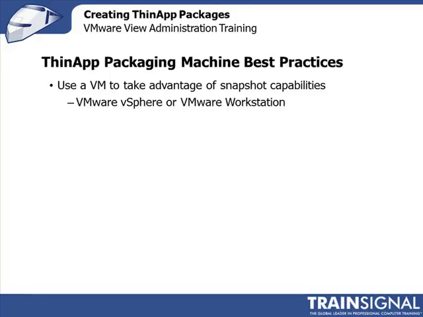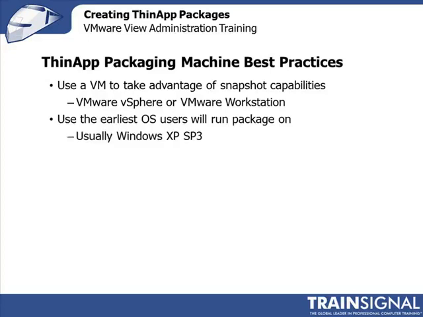When using a virtual machine, you can choose to either use vSphere virtual machines or Workstation virtual machines. When purchasing ThinApp Packager licensing, you actually do get a license of VMware Workstation along with it. Like I said earlier, you want to use the earliest OS that you're going to support these ThinApp packages on. In most cases, a Windows XP Service Pack 3 machine will be sufficient. I don't know that many environments have desktop operating systems lower than that. And if you're using ThinApp along with a View deployment, that's the lowest operating system View will support anyway.